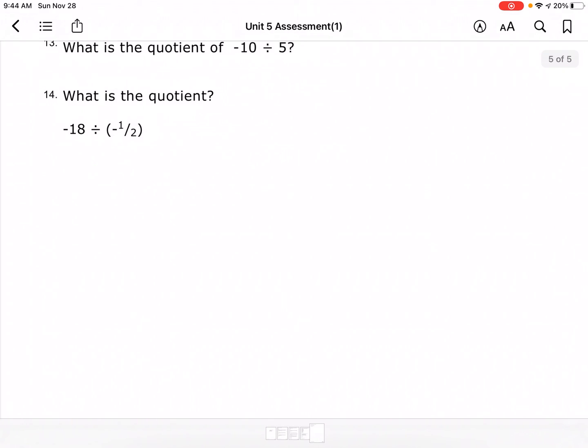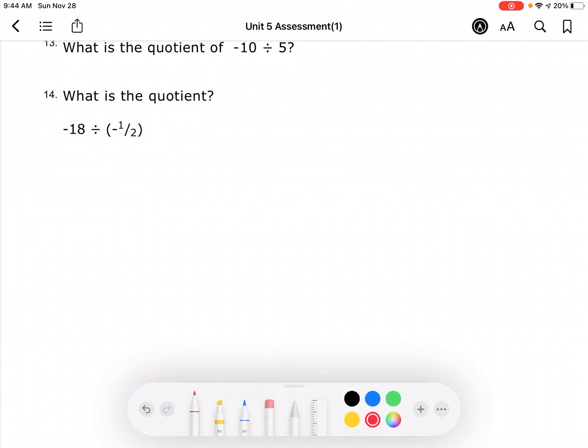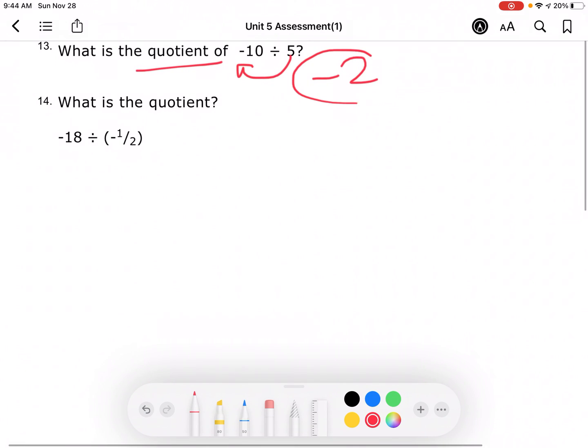What is the quotient of -10 and 5? Well, quotient tells me to divide. So 5 goes into 10 2 whole times. With a negative divided by a positive is going to be a negative. So I have a -2.